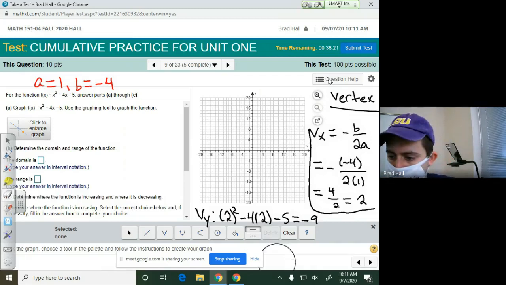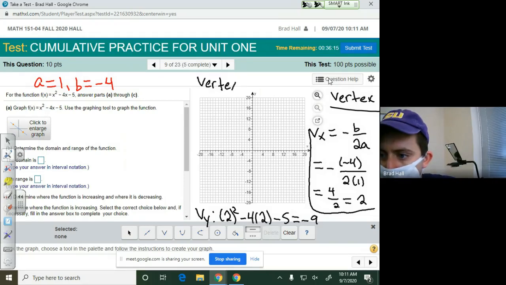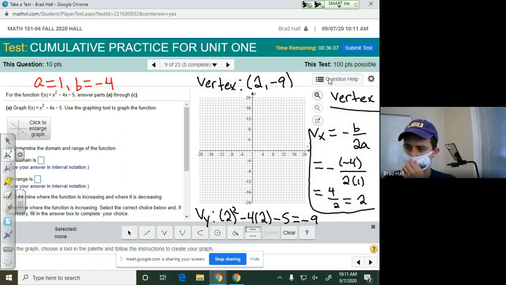In fact, I'm going to put this up top. So the vertex is a point, and that point is (2, -9). But we haven't really solved for anything yet. We found the vertex, I mean, cool, but we haven't graphed anything yet. If anything, when we go to graph this, we know the first point to plot, the vertex. But we need a second point.